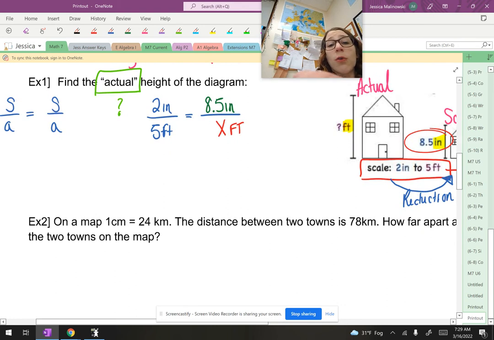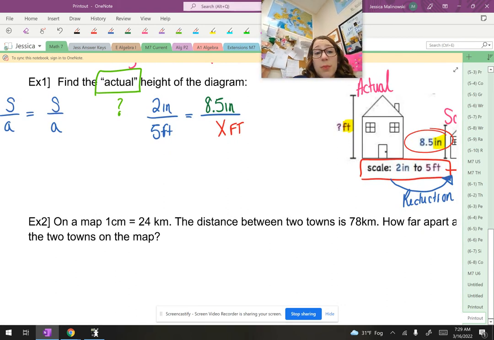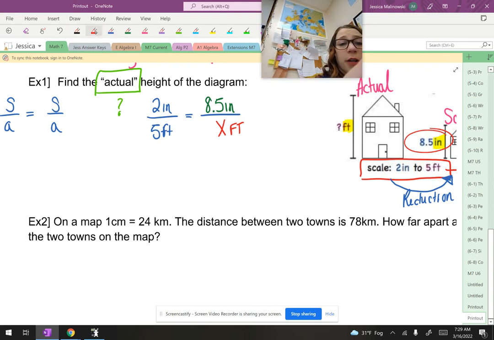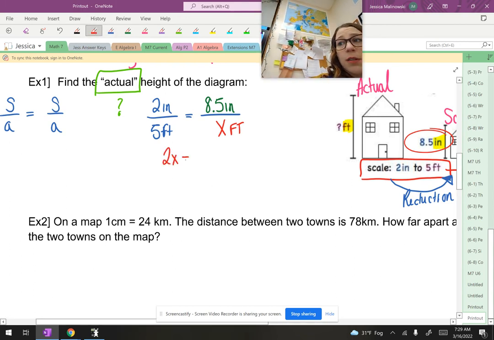And now, just like old school, you're going to go ahead and do some fancy cross multiplication. And I'm going to go through this cross multiplication a little bit quicker, since we should be a little bit more comfortable with it by now.